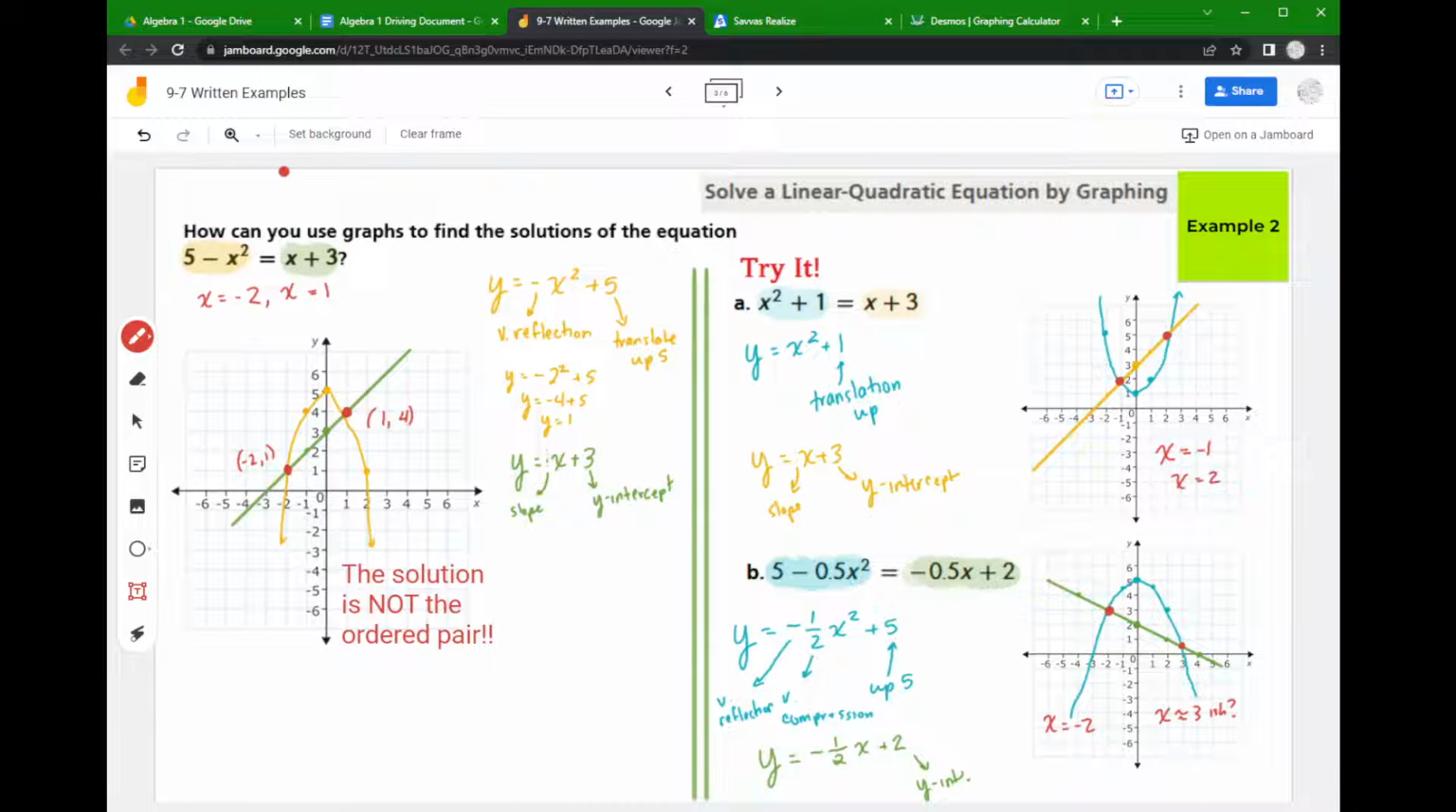But do we usually solve things by graphing? Absolutely not. So there we have it.